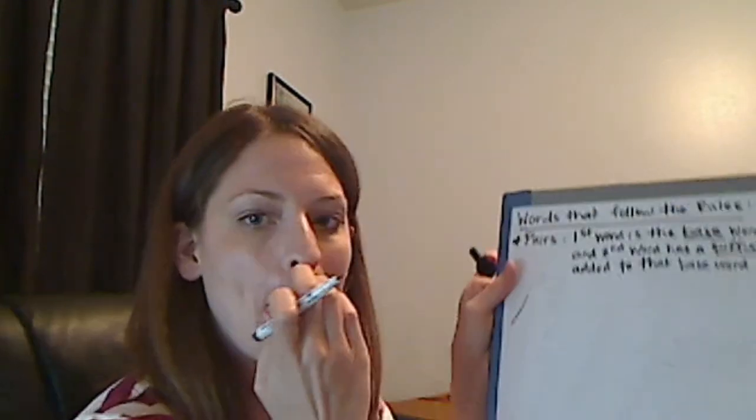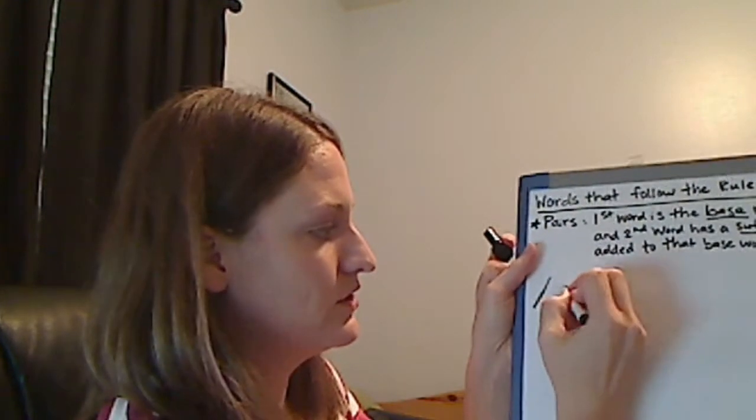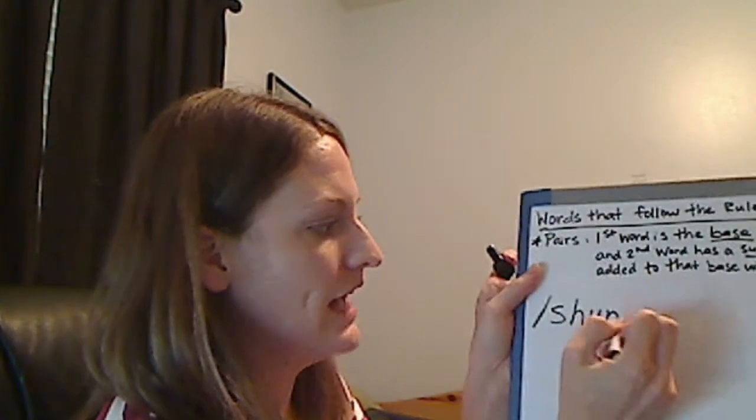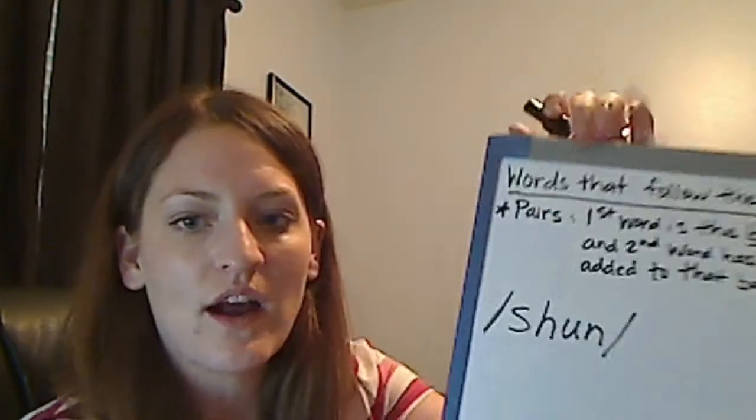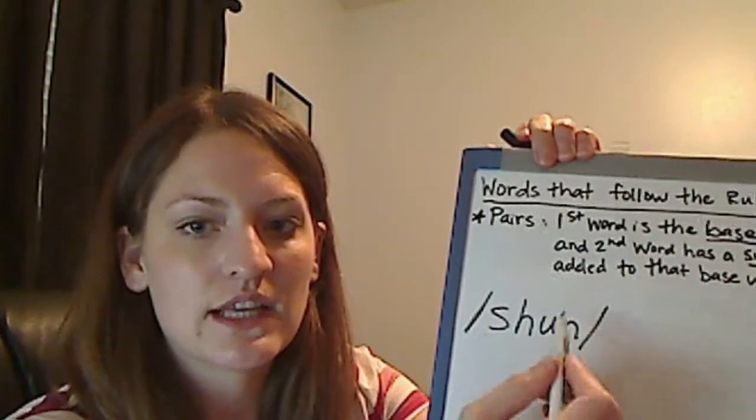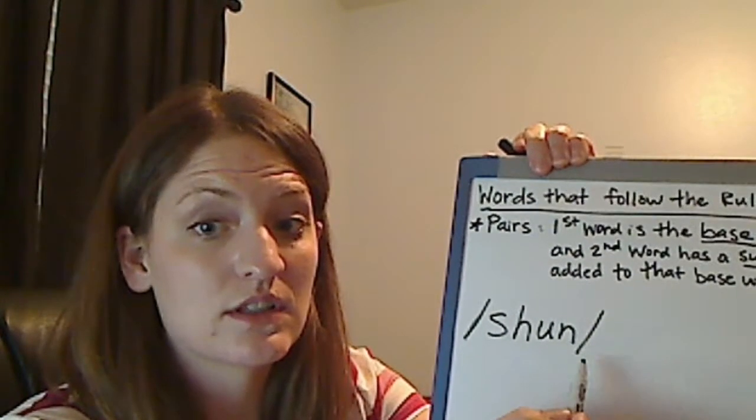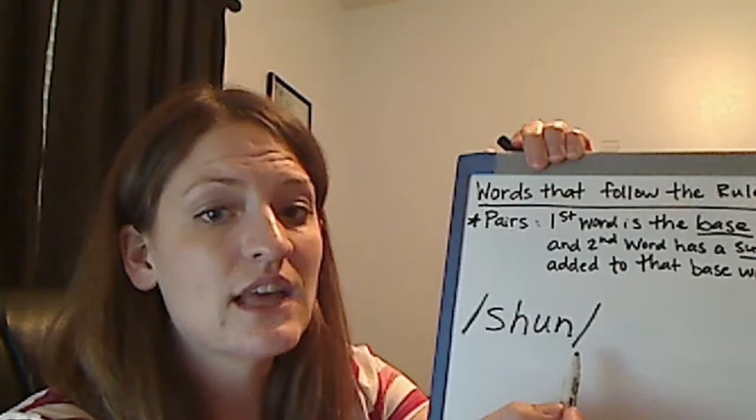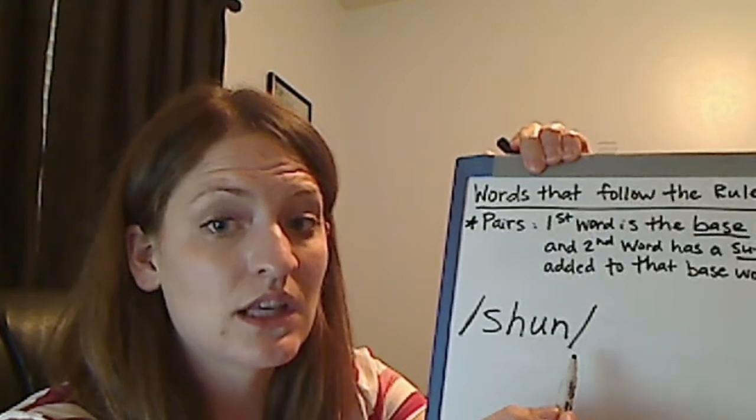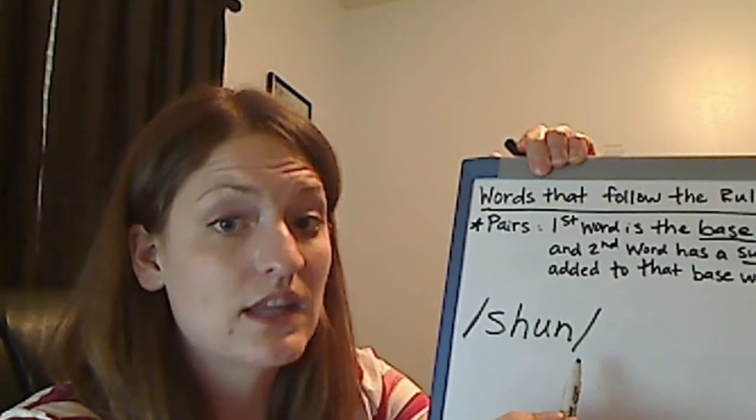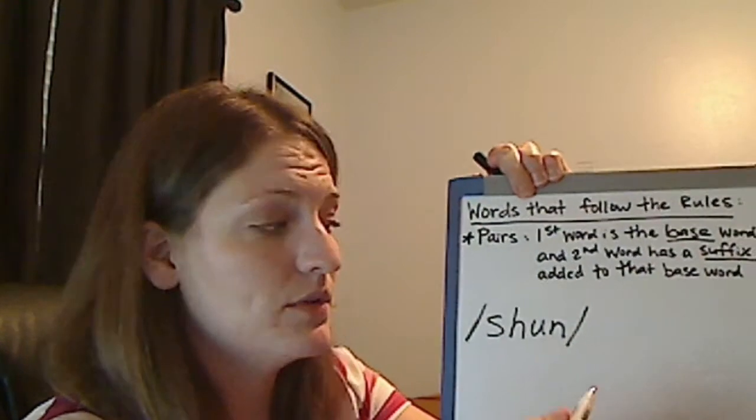So today, let's go ahead and talk about the suffix shun. So up here on the whiteboard, okay, we're going to write shun. Now, if you remember from last week, when I write something between those slanted lines, it's telling me I need to say the sound that's in those slanted lines. So the sound you're going to hear at the end of your words this week is shun. Now, it can be spelled a couple of different ways.